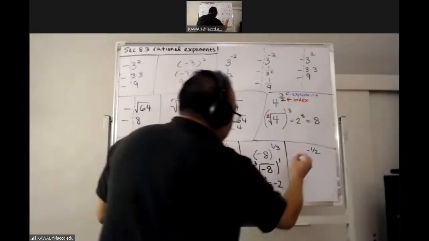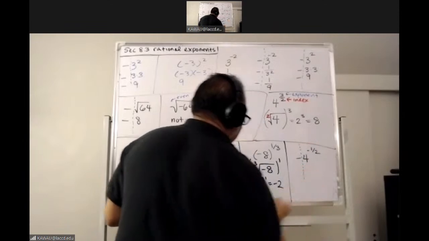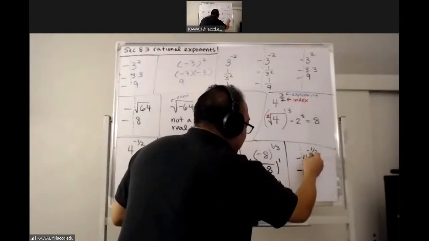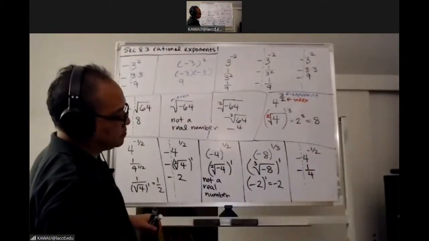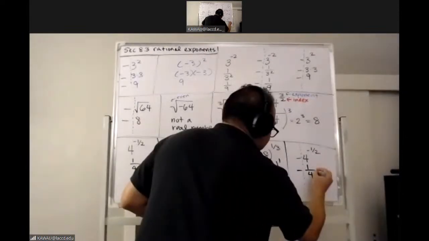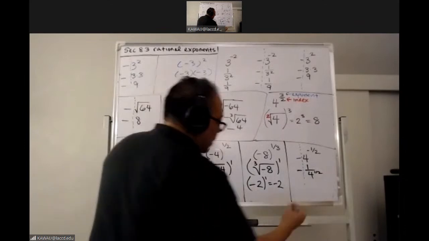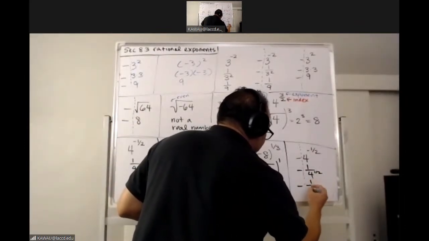Now let's look at this. Okay. So this negative is on the outside, and this tells me to change levels. And then when I change levels, my exponent becomes positive. And then what I do is change it to a radical, but it's in the denominator.